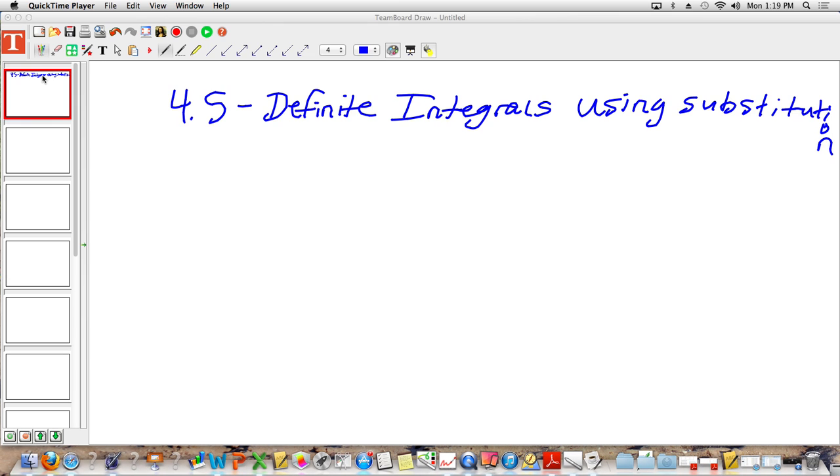All right, so 4.5, definite integrals using substitution. So we are going to apply the stuff that you guys have learned about with finding integrals using substitution. We're going to apply it to a definite integral. So I'm going to show you with an example. I have a little added bonus step to it.